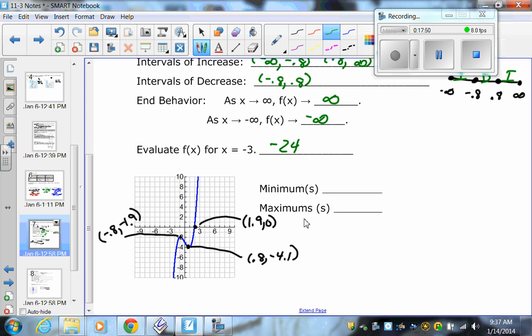For your minimums and maximums, you already have that answer here. There is a minimum, your bottom point here, at 0.8, negative 4.1, but by the definition, it is the y coordinate, so I would also take y equals negative 4.1. For your maximum, it's this high point, so that was at negative 0.8, negative 1.9, or you could put y equals negative 1.9.